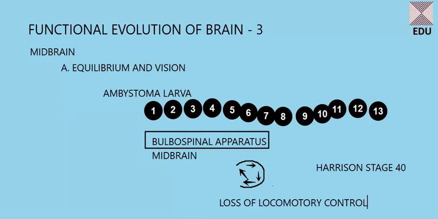As we have been saying, the midbrain has a relation with equilibrium. So this experiment confirms that in Ambystoma, if you remove the part of the midbrain which is the bulbospinal apparatus, there is a loss of the locomotory control, or there is a loss of the equilibrium in the locomotion of the larva.